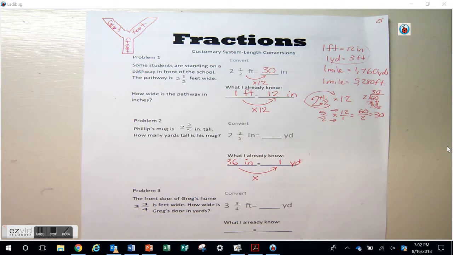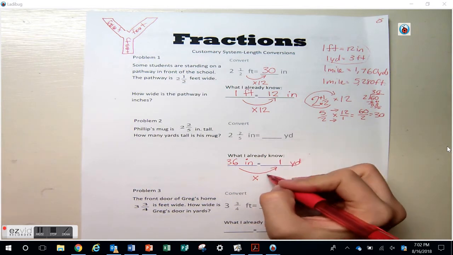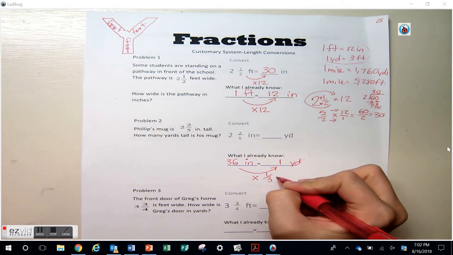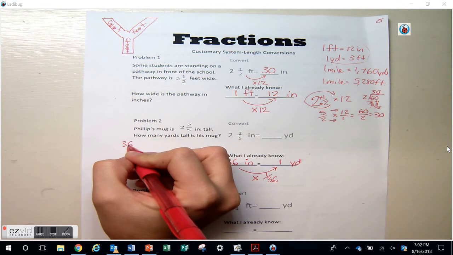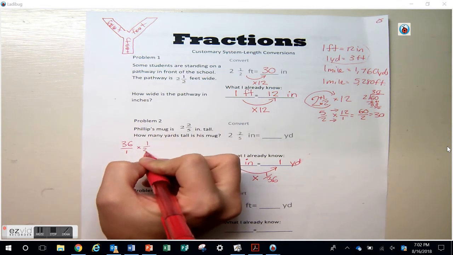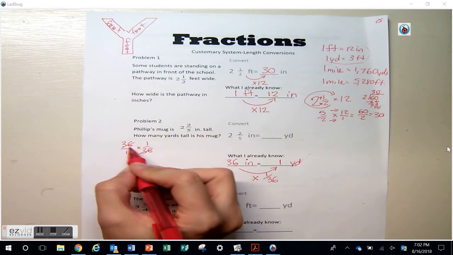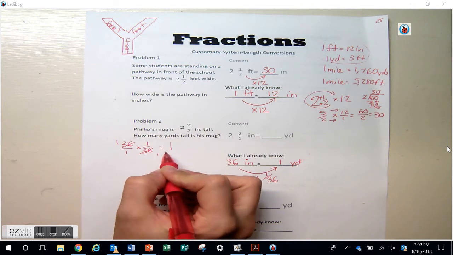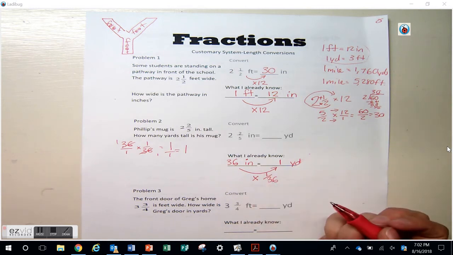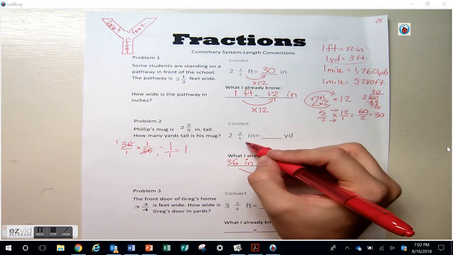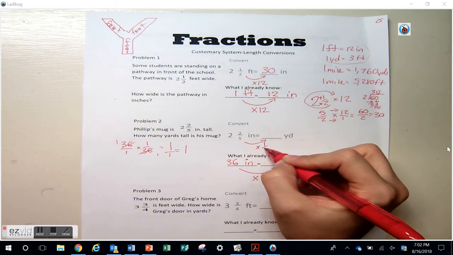Hopefully you figured it out. If I multiply 36 by 1/36, I get 1. Here's some proof for you. These can cross cancel, and I'm left with 1/1, which is 1. So if I know I can multiply by 1/36, I'm going to do the same thing here, which brings in our fractions for our lesson today.